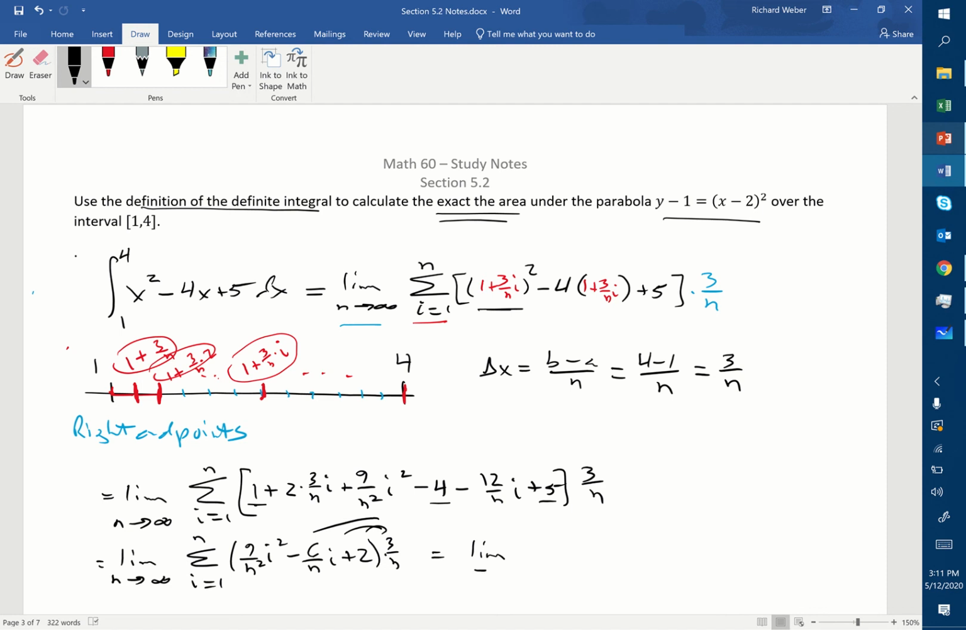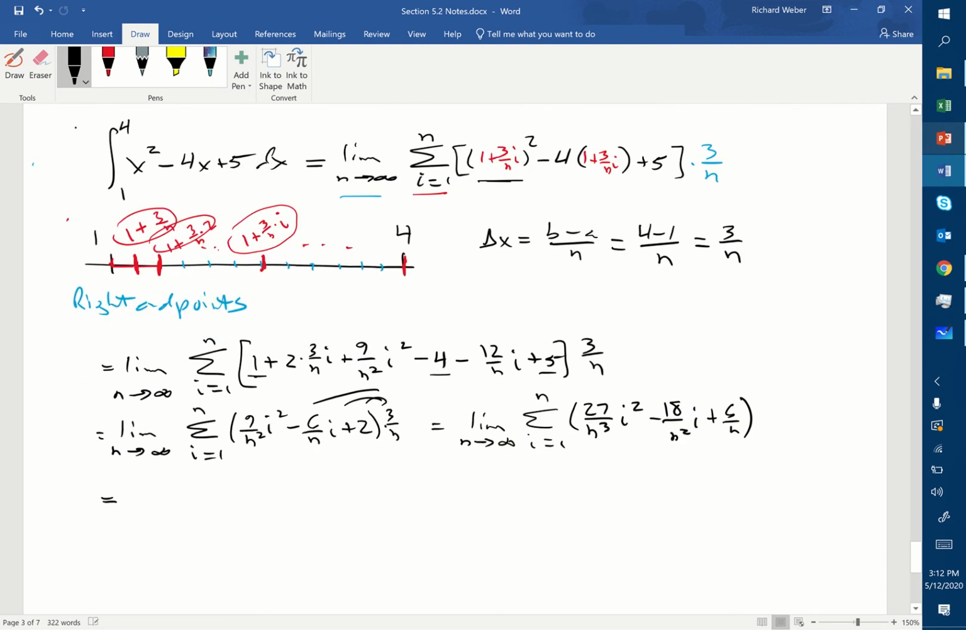And when you bring that in and distribute it, n is going to infinity. We've got summation i equals 1 to n. You end up with, let's see, 27 over n cubed. Let me check my work. 27 over n cubed, that is correct, i squared still. And then we have minus 18 over n squared and then an i. And then finally plus 6 over n. Is that right? You liking that? I said, are you liking that? Not really. Okay, so now here's the fun part.